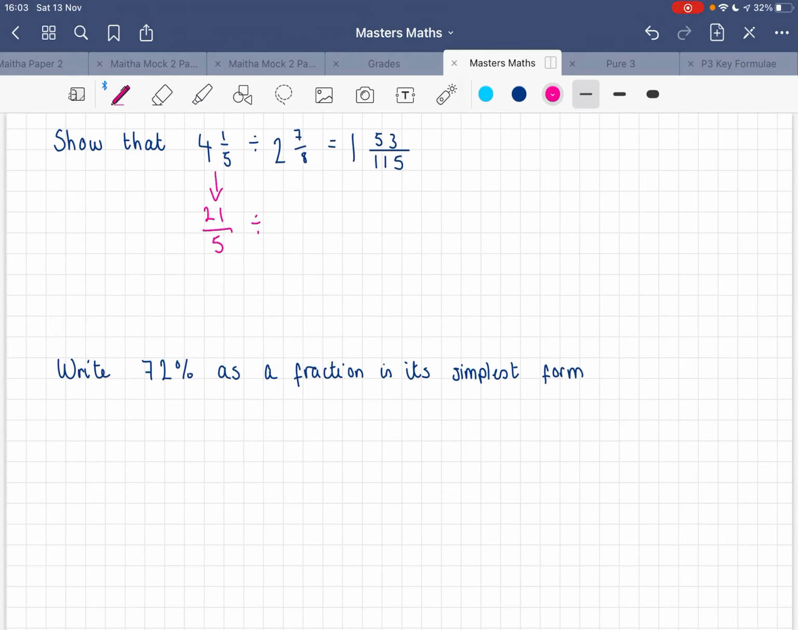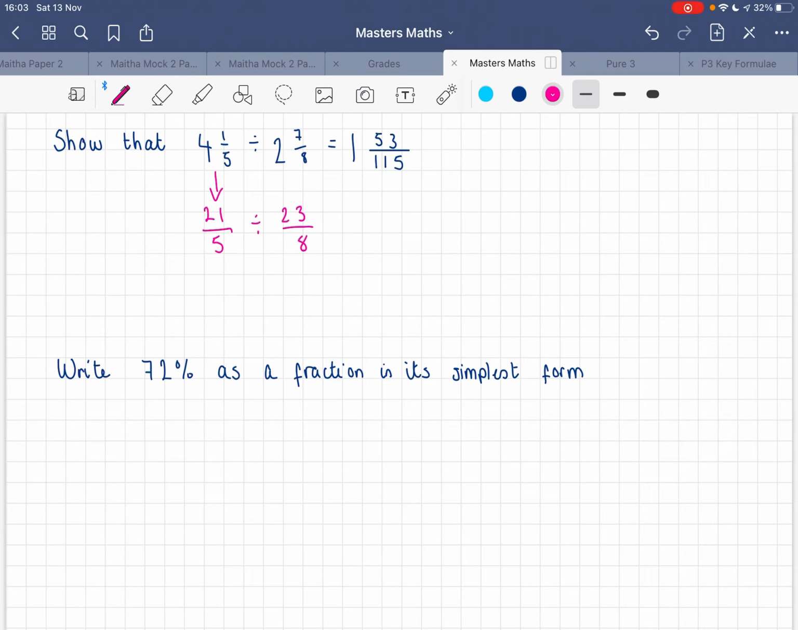Then we're going to divide by, so do the same for the second fraction, or the second mixed number. 2 times 8 is 16. 16 add 7 is 23, so that becomes 23 over 8. And now we can start dividing.